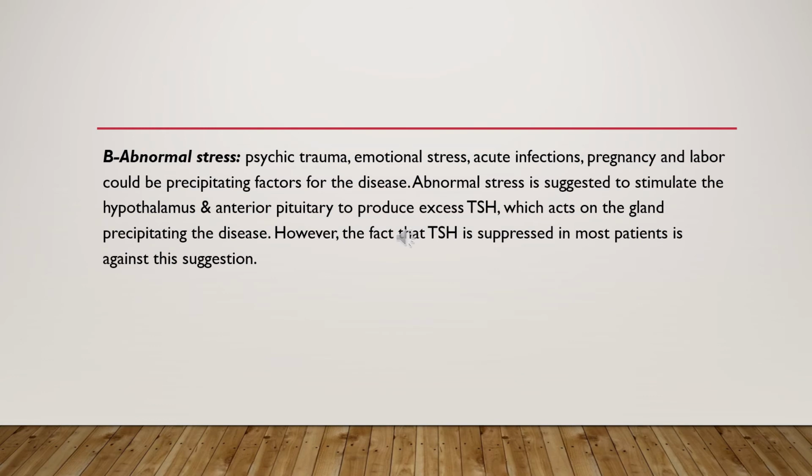Abnormal stress like psychic trauma, emotional stress, acute infection, pregnancy, and labor could be precipitating factors for the disease. Abnormal stress is suggested to stimulate the hypothalamus and anterior pituitary to produce excess TSH, which acts on the gland, participating in the disease.